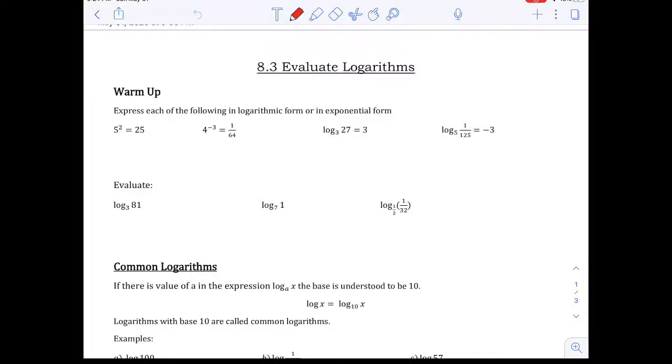Hey everybody, welcome back. We're going to look at 8.3, which is how do we evaluate logs. We're going to be using our calculator in this section, so make sure that you have your calculator, and they all should have a LOG button on it. Now let's go through this.